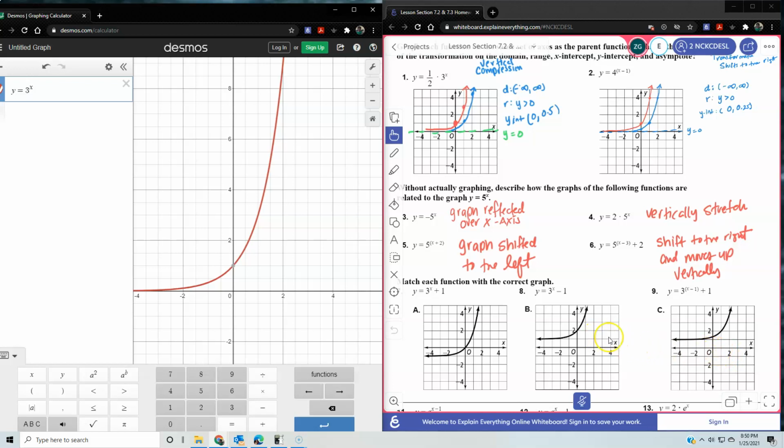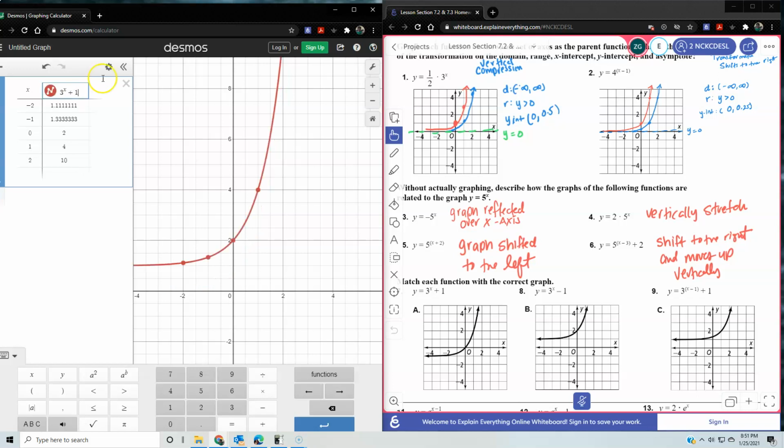Okay, so it's either B or C. So in this case, if you want to make a table, you can. 0, 1. Oh, well, I'm going to have to fix this here. So it's plus 1. So now the y-intercept is 0, 2. So the only one that has a y-intercept of 0, 2 between B and C, so number 7 is going to be answer B. So this is B. So that one's out.